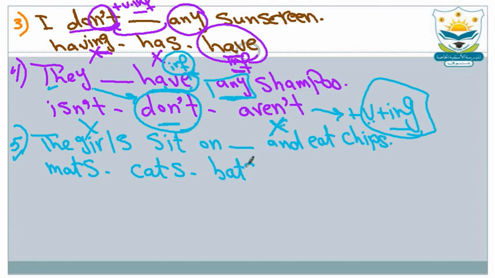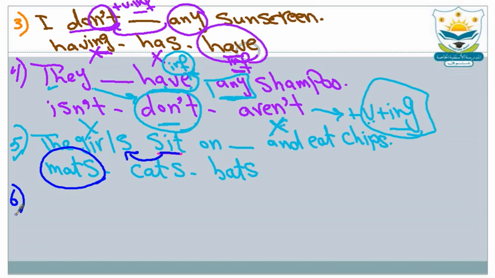ها هنقول ايه سنة رابعة؟ بيقول لي the girls sit. Why should we put sit in infinitive؟ ليه حطينا sit في الانفينيتيف؟ برافو. Because girls is a plural noun. عشان انا عندي girls plural noun، and after a plural noun we should put the verb in infinitive. The girls sit on what؟ يعني البنات بيقعدوا على ايه؟ الماتس ولا الكاتس ولا البيتس؟ طبعا الماتس. This is the correct choice.